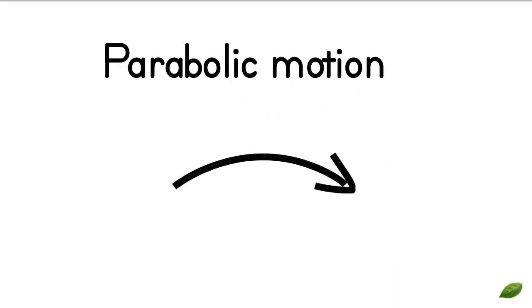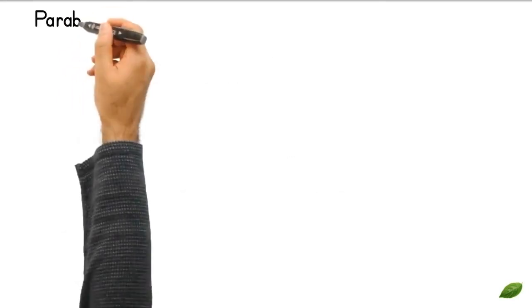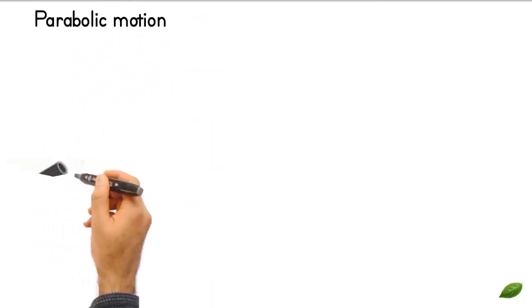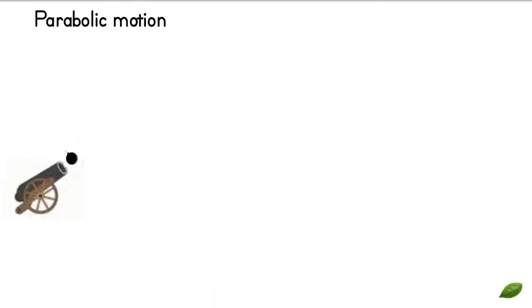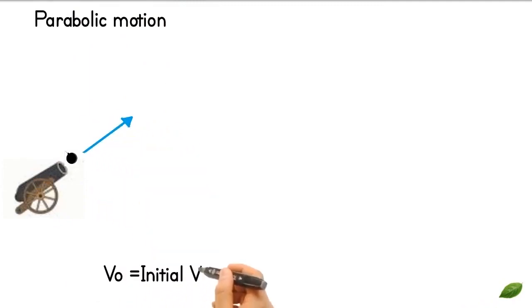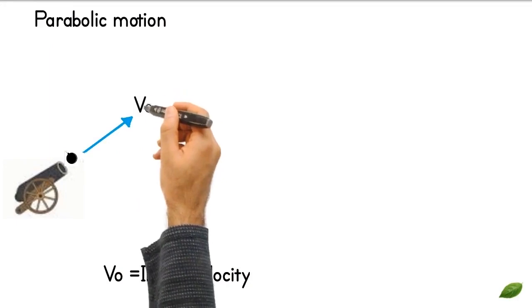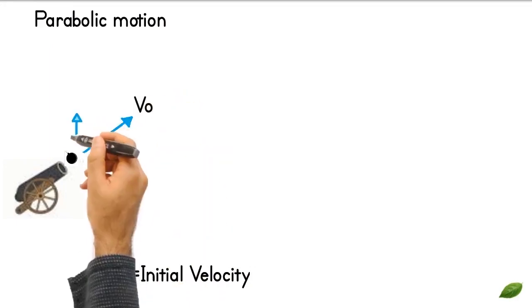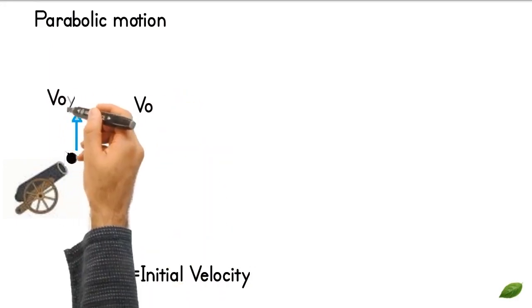Today we're going to learn about parabolic motion, the motion which has an x-coordinate with constant velocity and a y-coordinate with vertical motion. Parabolic motion starts with an initial velocity. The initial velocity has an x-coordinate and a y-coordinate component, v0x and v0y.